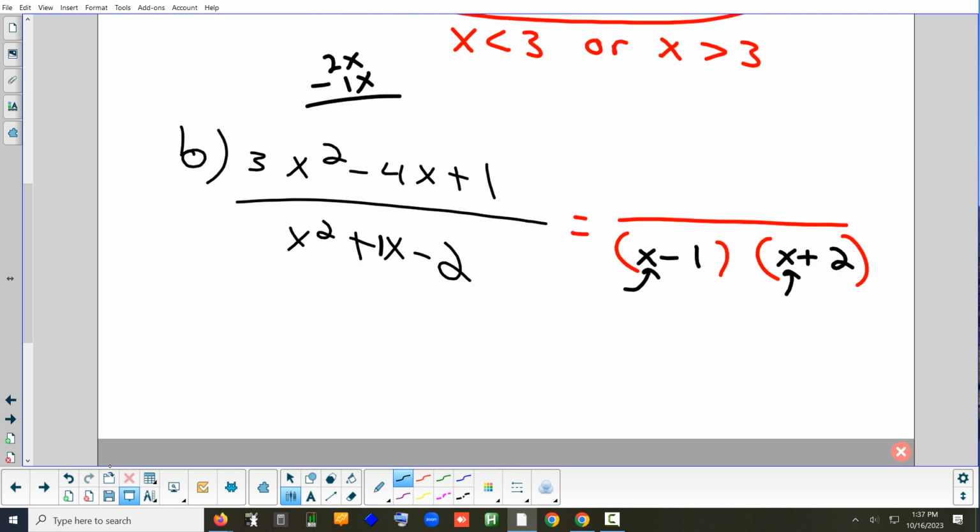Okay. I think it's easier if I show it to you on a graph. Here's 0. There's 1. And here's negative 2. We can't use 1 and we can't use negative 2. So you can pick anything lower than negative 2. You can pick anything in between negative 2 and 1. Or you can pick anything bigger than 1. So it's like 3 different sections.